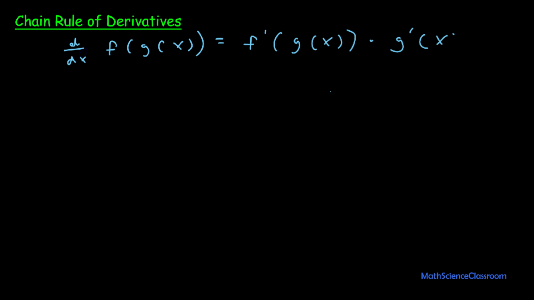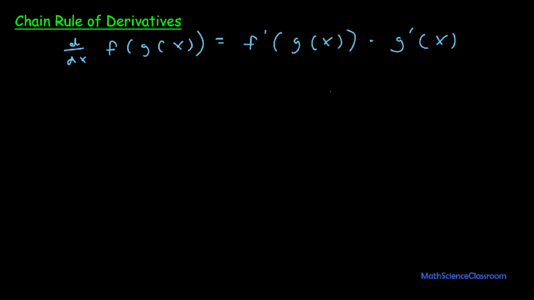In this lesson, we will cover the chain rule. The chain rule is a method for finding the derivative of a function within a function. So, d/dx of f(g(x)) equals f prime of g of x times g prime of x.